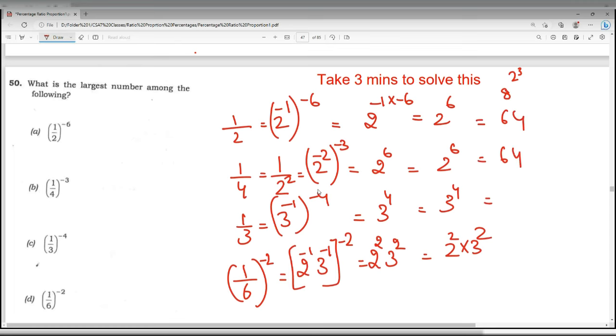This is 9 9s. 3 3s are 9, and 9 into 9 is, you can write it like this: 3 3s are 9, 3 3s are 9, 9 9s are 81. This is 81. And this is 6 6s are 36. So the highest number is option C.